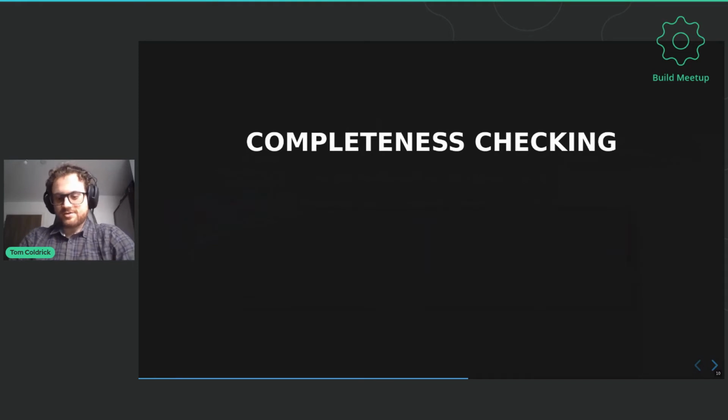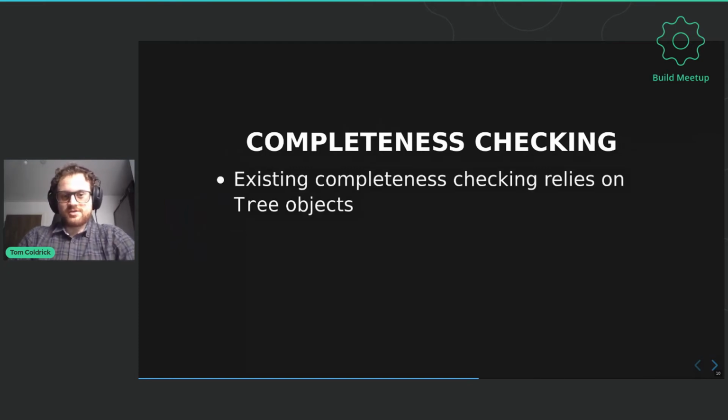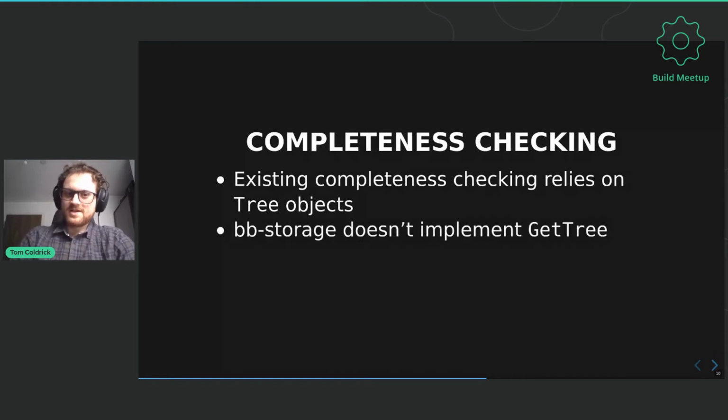Completeness checking. This one is specific to some quirks between the remote asset API spec and how Buildbarn already does completeness checking. So the existing completeness checking in Buildbarn is action specific, and it uses the tree objects which come with the action result. Whereas with the remote asset API, we only get directories. So we could, I suppose, have got the tree using the directory, but BB storage doesn't implement it. So we were kind of out of luck there.